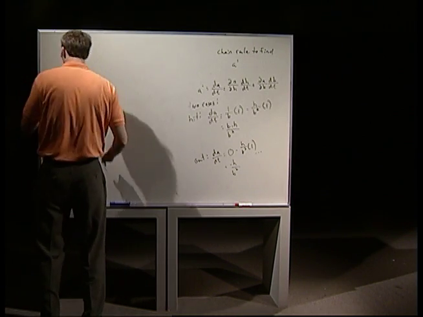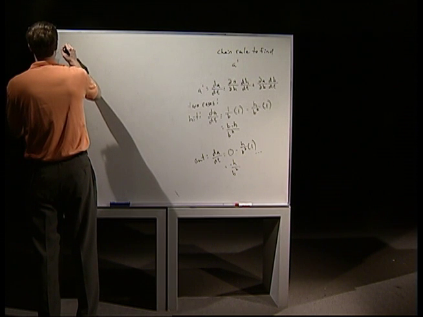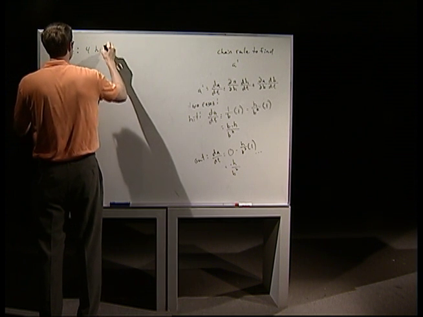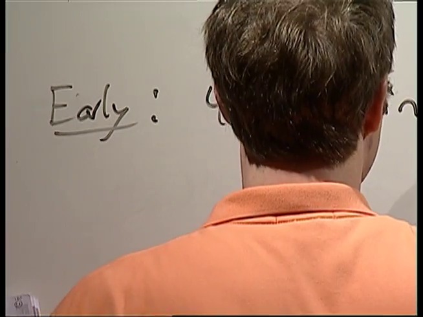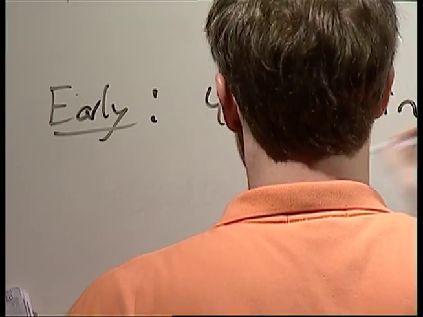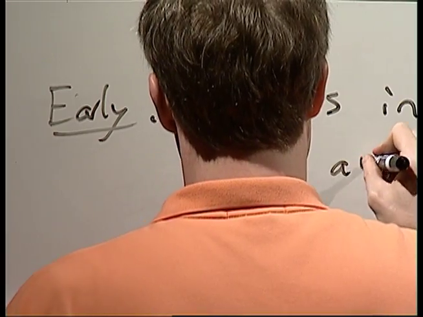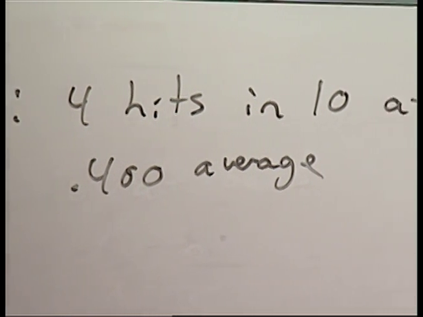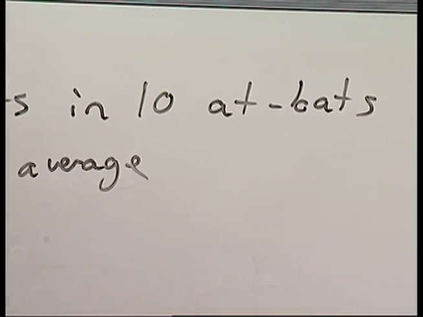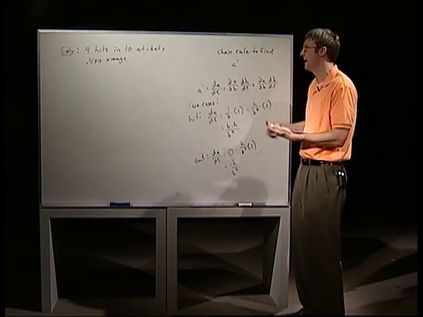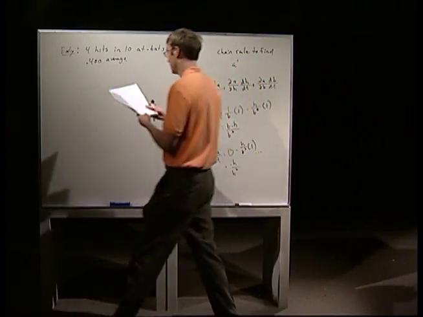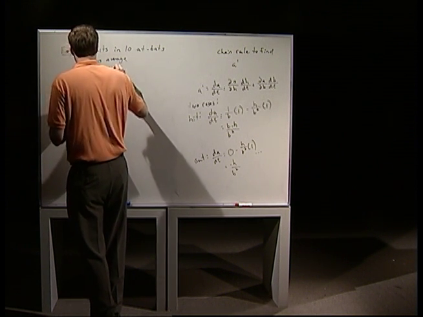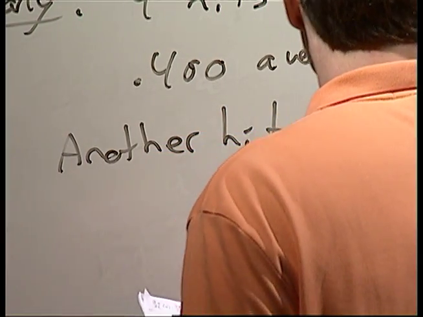Suppose that early in the season, somebody has 4 hits in 10 at-bats. That's a .400 average, which is pretty good. And suppose that he gets another hit. In other words, now he's got 5 hits and 11 at-bats. How will the average change? So another hit raises the average.